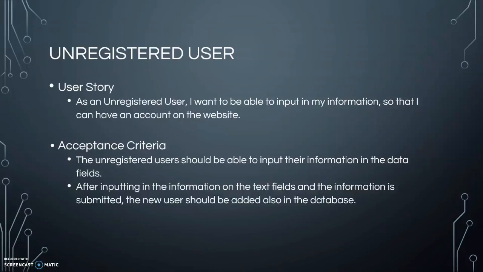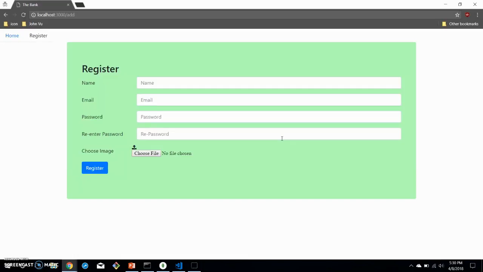User story. As an unregistered user, I want to be able to input my information so that I can have an account on the website. Acceptance criteria: the unregistered user should be able to input the information in the data field. After inputting the information in the text field and the information is submitted, the new user should be added also in the database. This is the register page where the user can input the information.